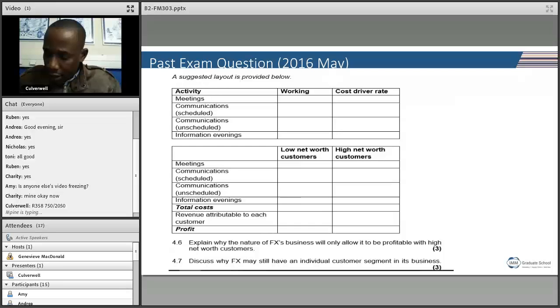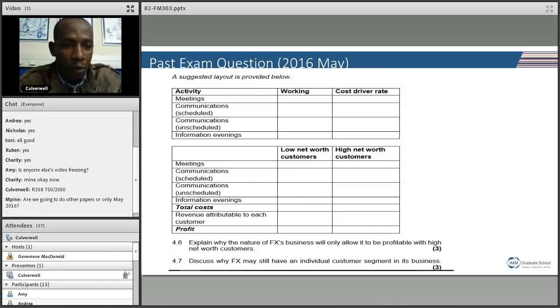And then the quotient, remember I'm dividing here, the solution or the quotient I'm going to get from this division is going to be my cost driver rate. So if we could move together and say 358,750.